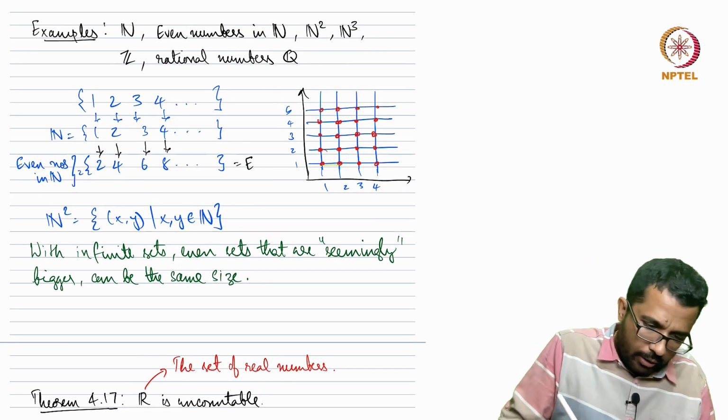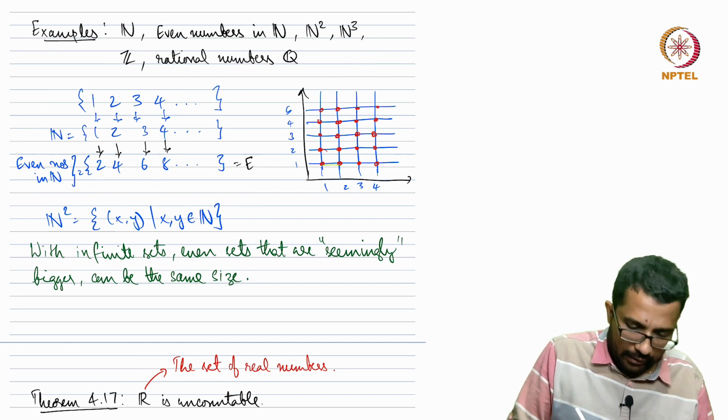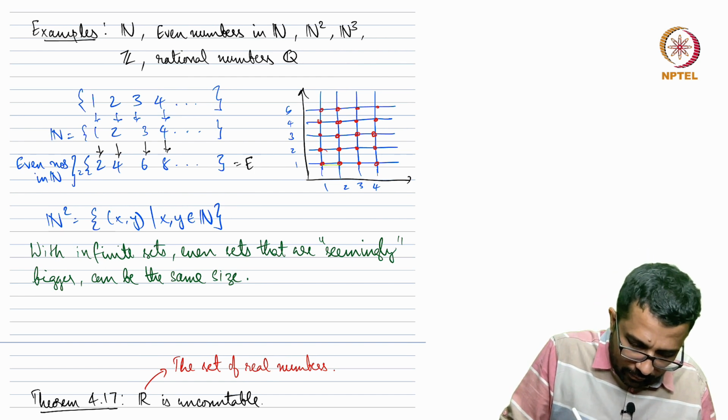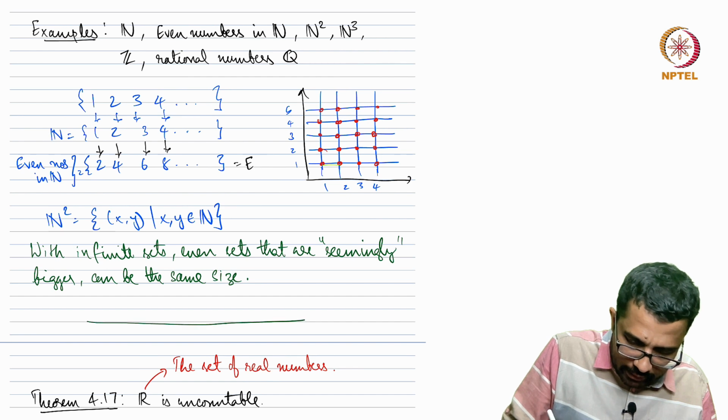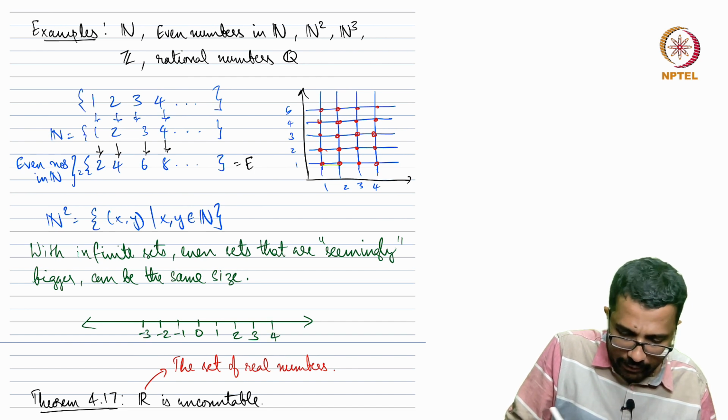Then the next thing I want to talk about is integers. Let's say Z is the set of integers. So you have 0, 1, minus 1, 2, minus 2, and so on. And in fact, there is a clue as to why it is countable just in the way that I am writing it.